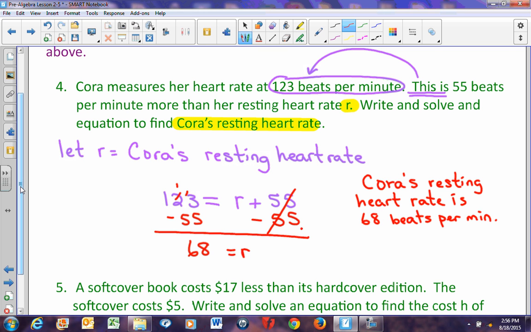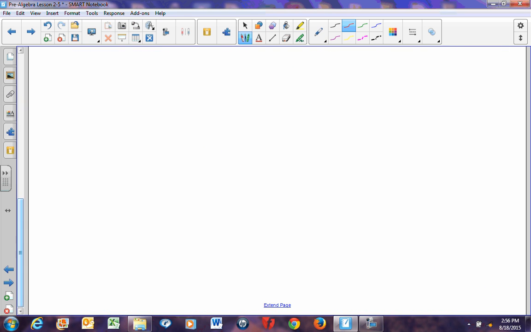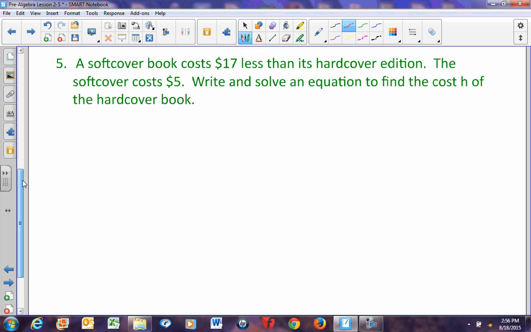Okay, let's do another word problem. A softcover book costs $17 less than its hardcover edition. The softcover costs $5. Write and solve an equation to find the cost H of the hardcover book. Okay, so they already told us that H is the hardcover book. You can see that right here. H, cost of the hardcover book. So let H equal cost of hardcover.